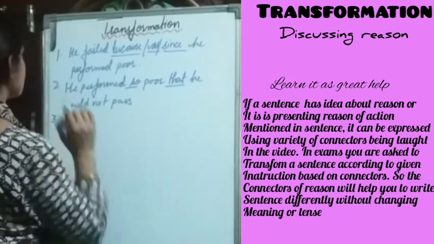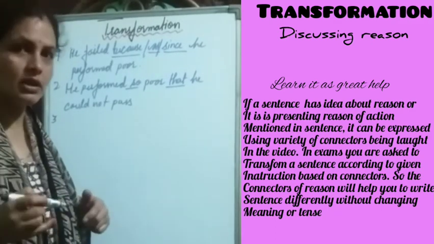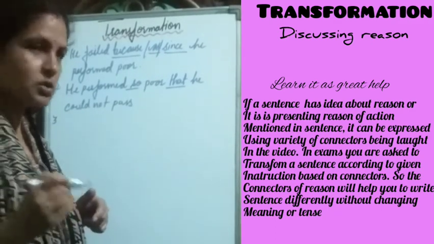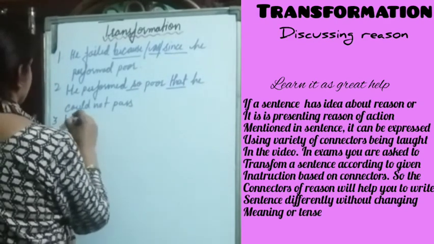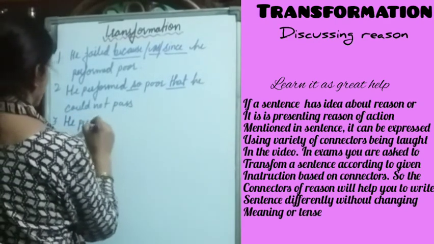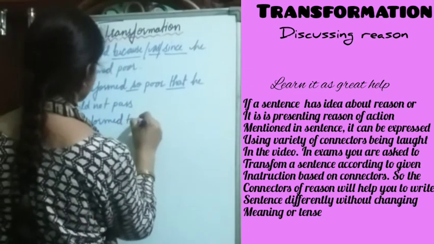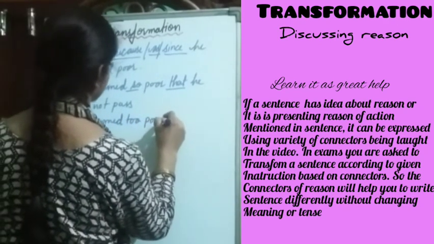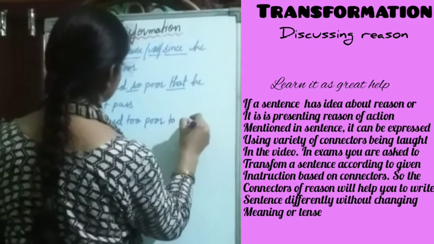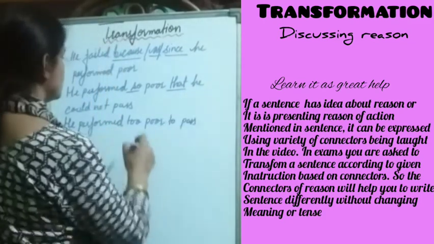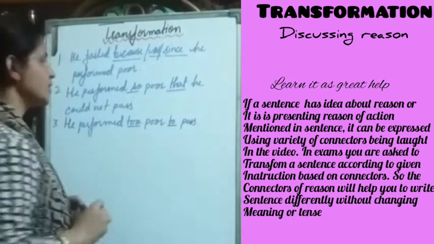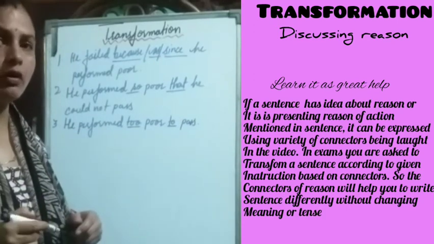Again we are going to transform the same sentence using another connector, that is too. He performed too poor to pass. The connector too again gives us the idea of reason.